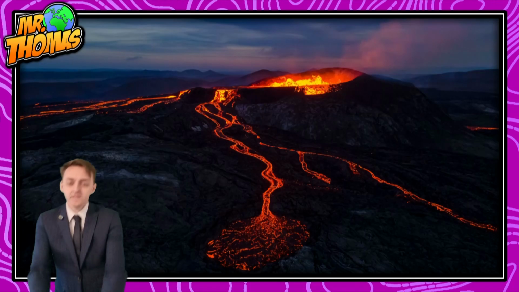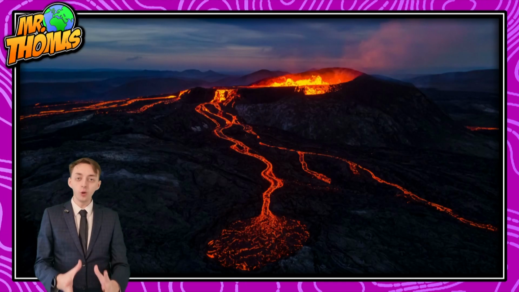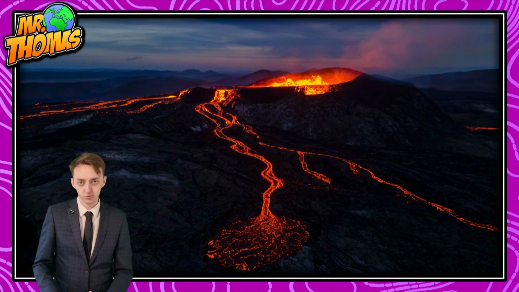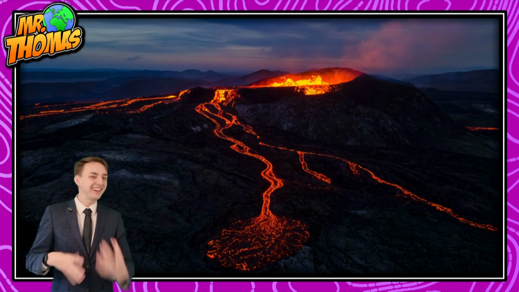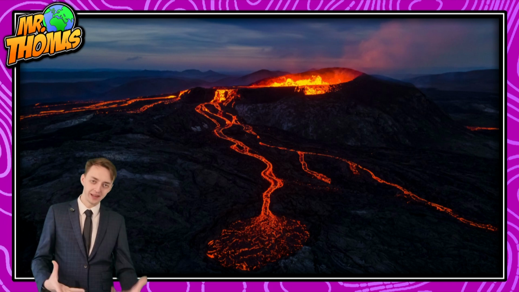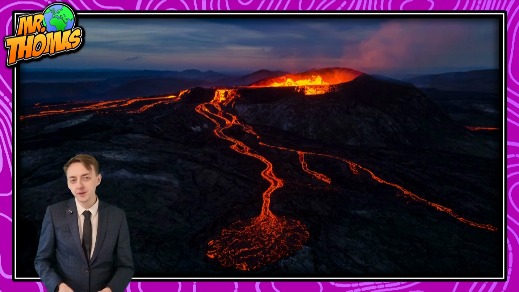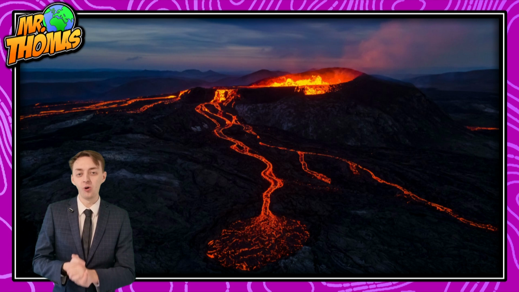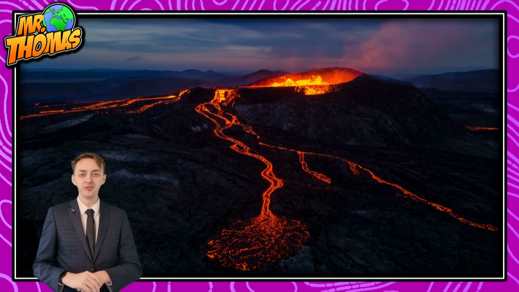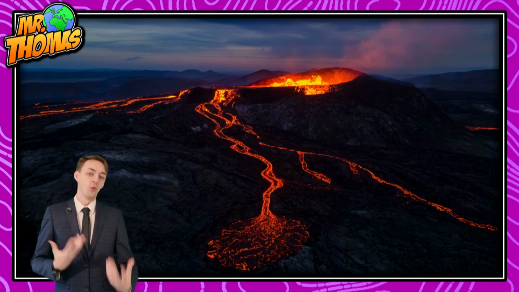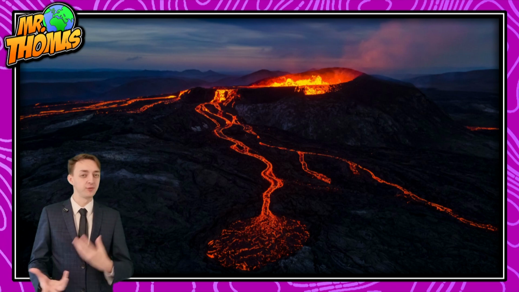So for example, Mauna Loa in Hawaii. Whilst Mauna Loa is not found at a constructive plate boundary, it is found at a volcanic hotspot, meaning that in essence it is still a shield volcano. It is considered to be the most active volcano on Earth and has erupted 33 times since 1843, or basically once every 5 years, give or take.